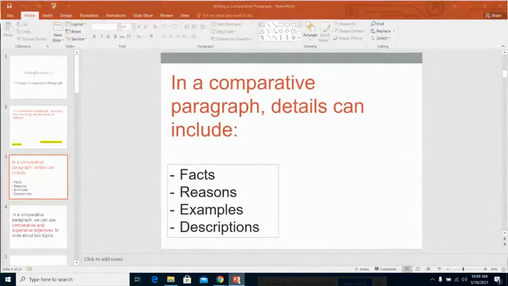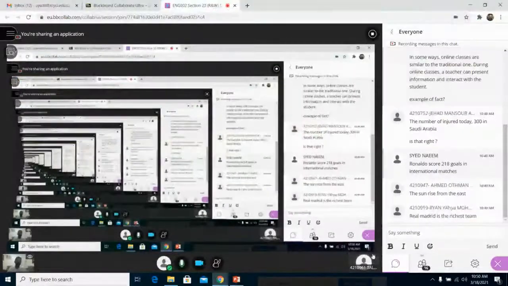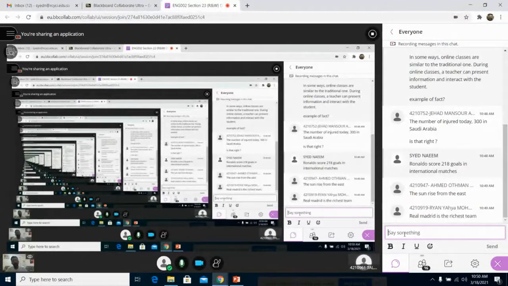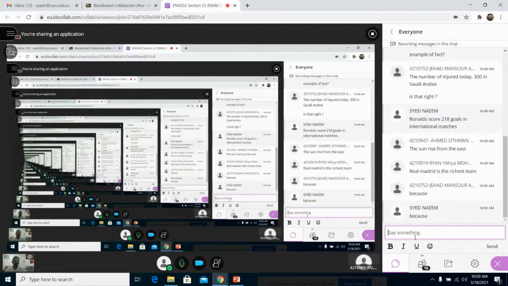Another thing which you need to use are reasons. In Arabic, reasons means sabab. So how do we write a reason? What are the signal words which we use to write reasons? Can someone tell me the signal word we use to write reasons? Do you have any idea about the signal word? Because. Usually we use the word because. Very good, Jihad. Excellent. MashaAllah, you are participating very well. So because is the signal word.